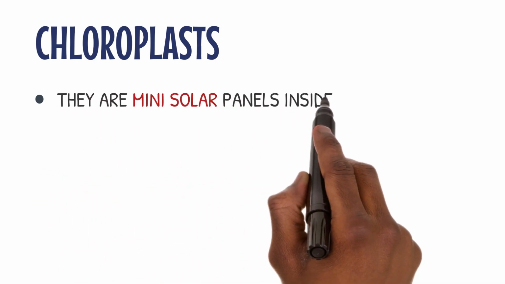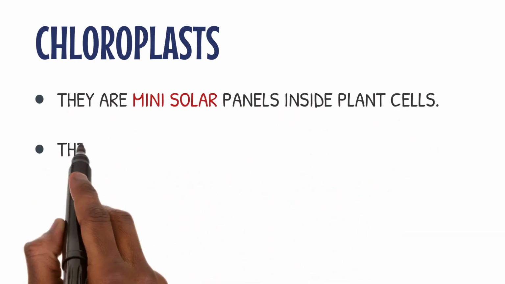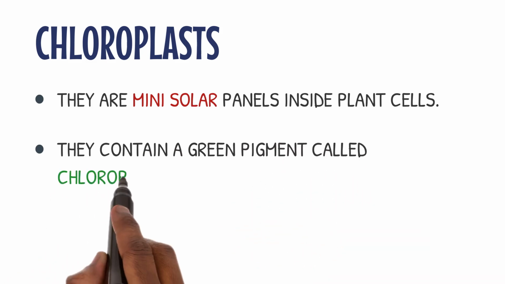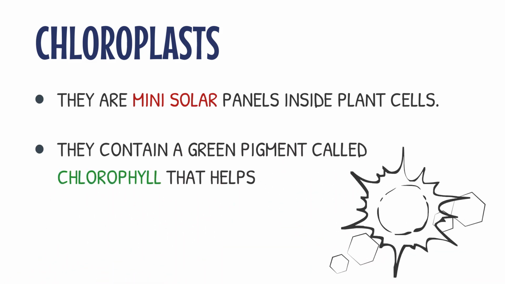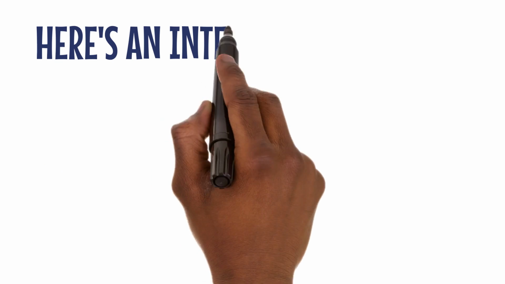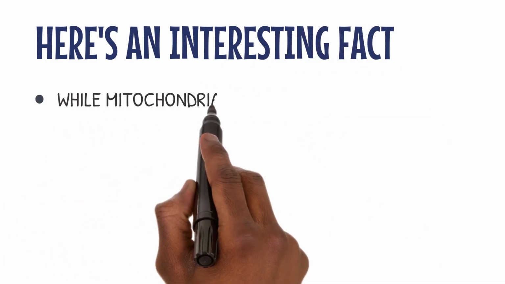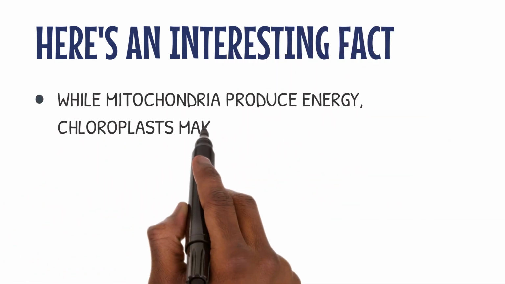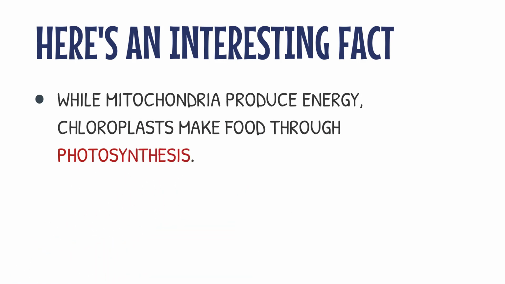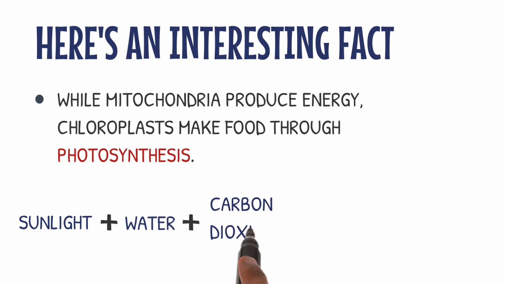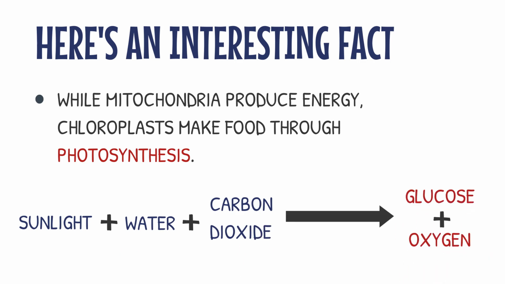Now, let's meet the chloroplasts. They are like mini solar panels inside plant cells. They contain a green pigment called chlorophyll that helps capture sunlight. Now, here is an interesting fact. While mitochondria produce energy, chloroplasts make food through photosynthesis. They convert sunlight, water, and carbon dioxide into glucose and oxygen.